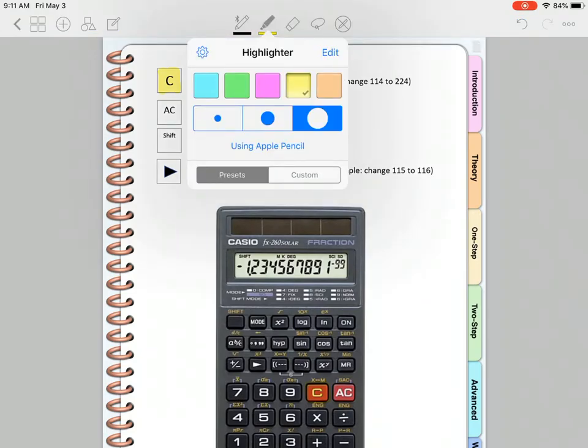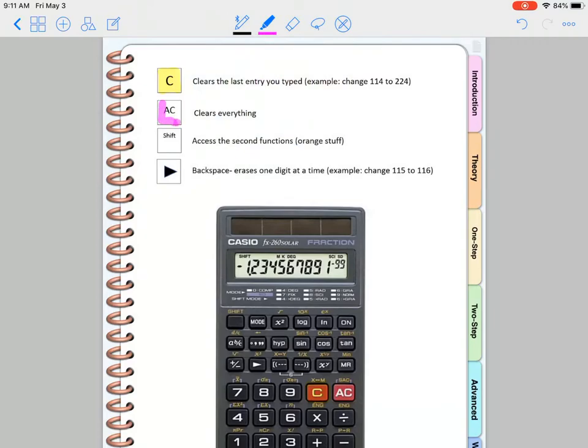All clear, on the other hand, AC, which is right here. Let me draw a line there. All clear is going to clear everything that you have entered. So it's essentially taking the calculator back to its brand new state. It erases everything that you've put in there.